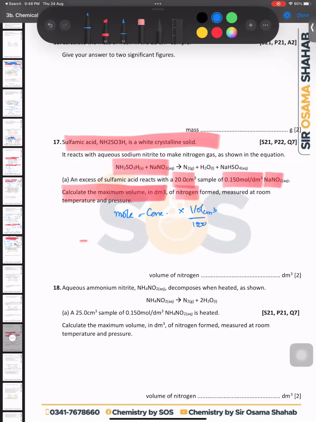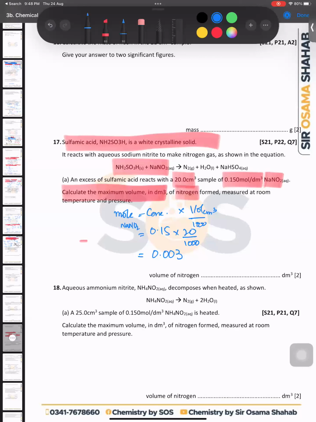ये मोल्स आप निकल जाएंगे इस तरह से. Concentration कितनी है भाई? 0.15. वॉल्यूम है 20 over 1000. तो बताओ कितने मोल्स आ रहे हैं बच्चों? 3 times 10 to the power of negative 3, 0.003. चलो 0.003 मोल्स आ गए किसके बच्चों? ये मोल्स आ गए NaNO2 के.